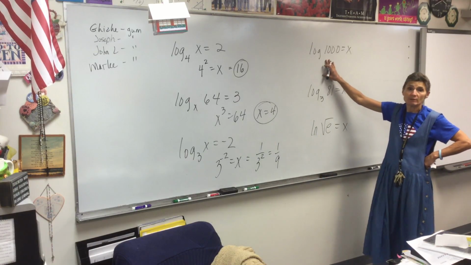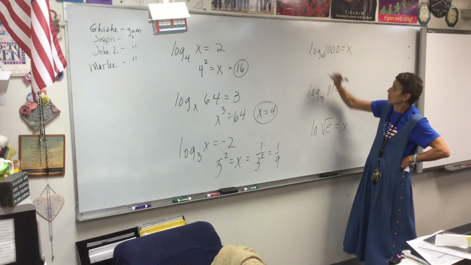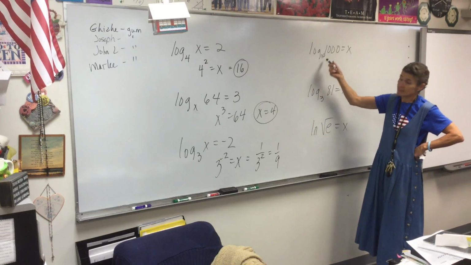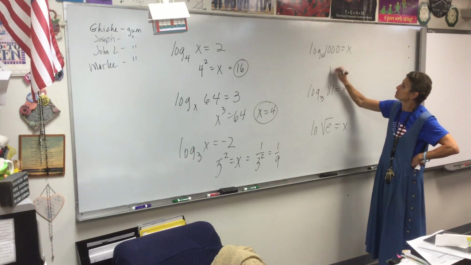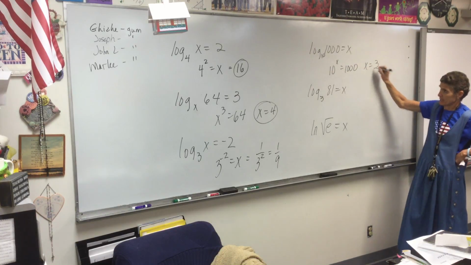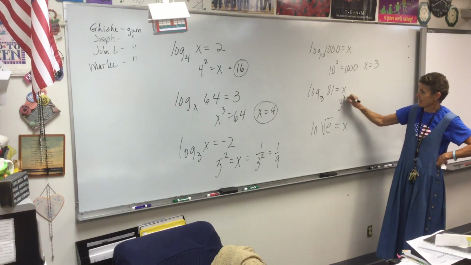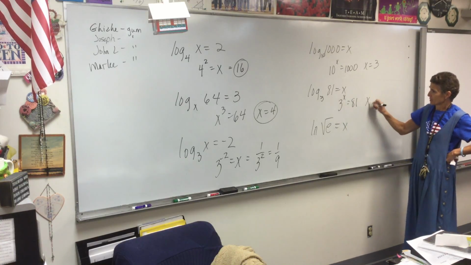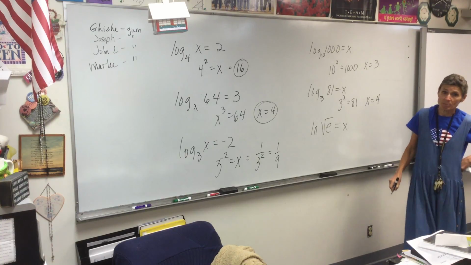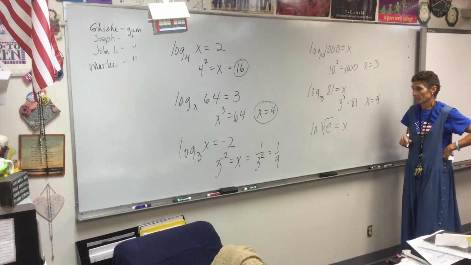Now be careful here. Remember that the symbol log stands for log base 10. So even if you don't see a 10, there's a 10 there. 10 to the x equals 1,000, so x must be 3. 3 to the x equals 81, so x must be 4. And yes, you are supposed to know that 3 to the 4th is 81.